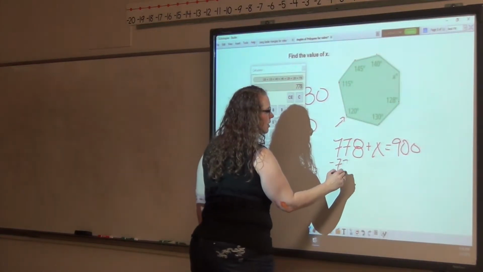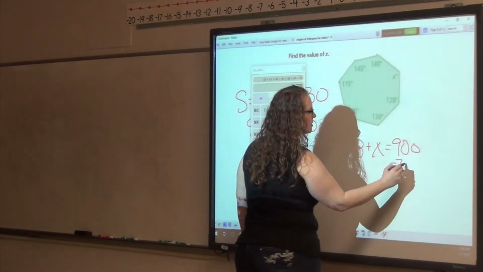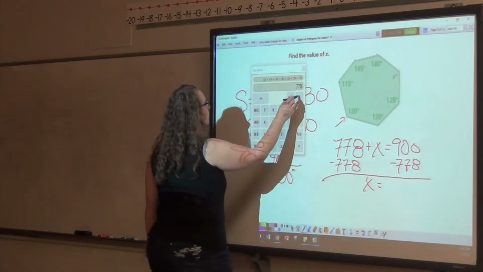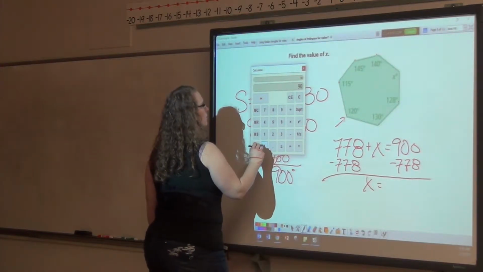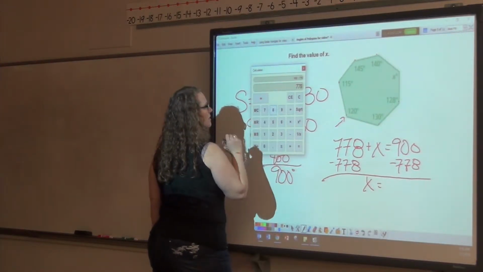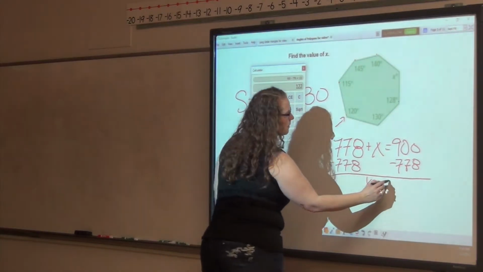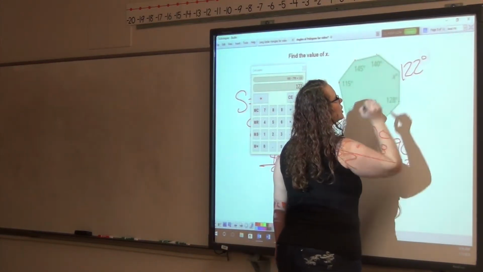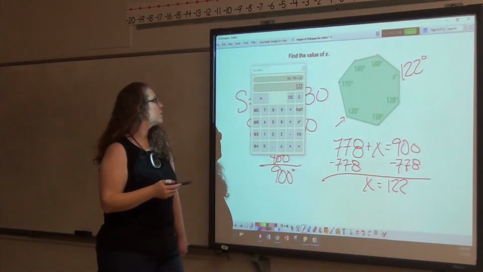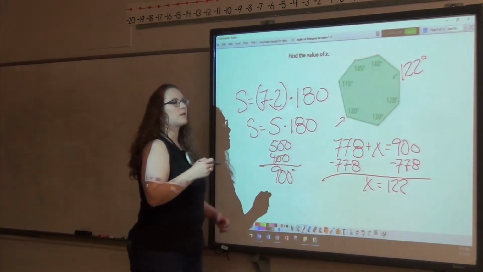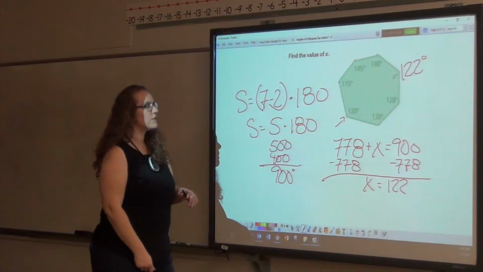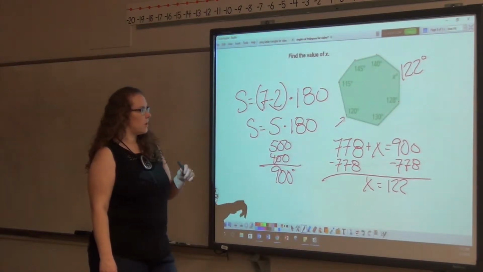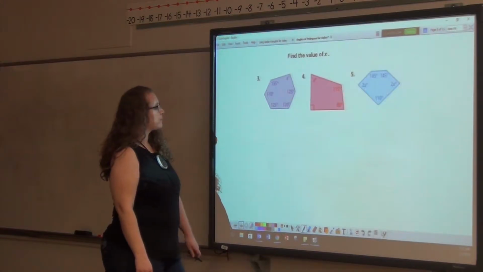So we can solve this by using our inverse operations. Subtract 778 and we get x equals 900 subtract 778. The measure of that angle is 122 degrees. So this works pretty much like it did with triangles and quadrilaterals. You subtract the angles you already know and solve for the angle you don't.